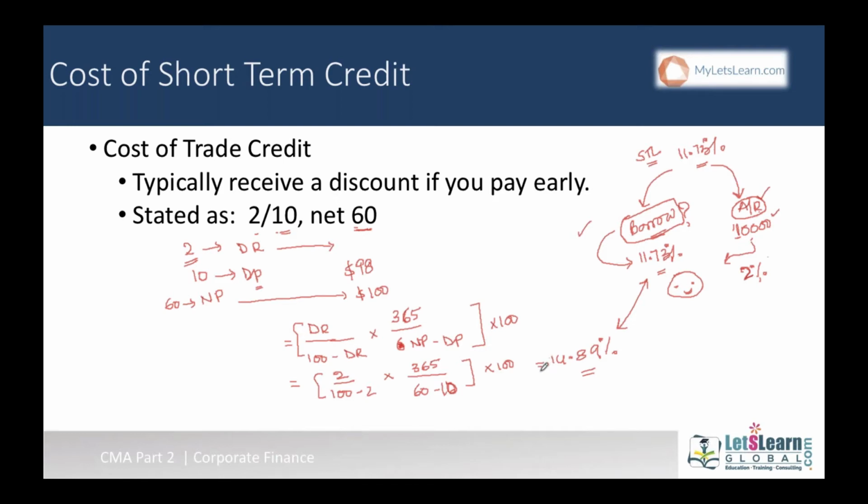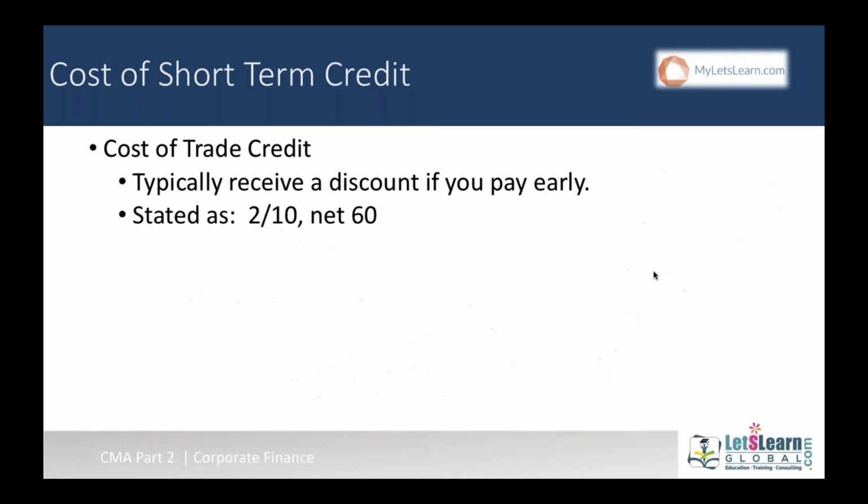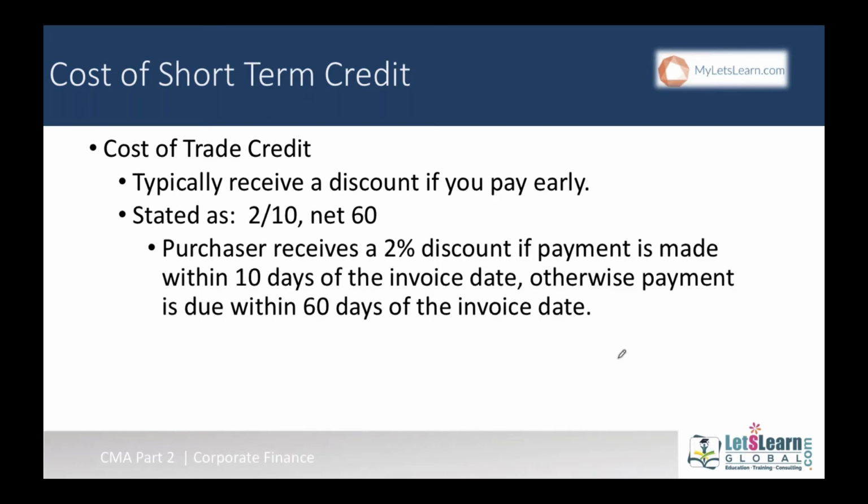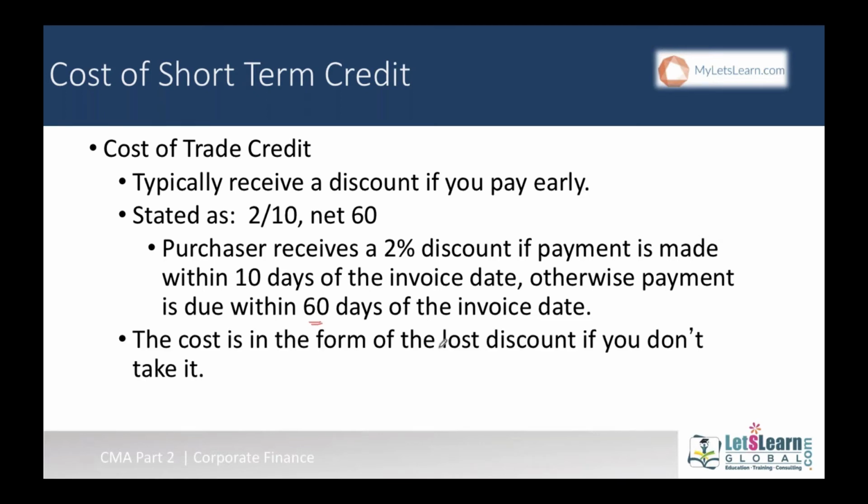So we need to calculate both the cost of the loan as well as the cost of giving a discount. Whichever is lower, you need to accept. We understand that the cost of borrowing is better than giving a discount. So we use the formula here: 2% discount if the invoice is cleared within 10 days, else the customer can pay the full amount in 60 days.